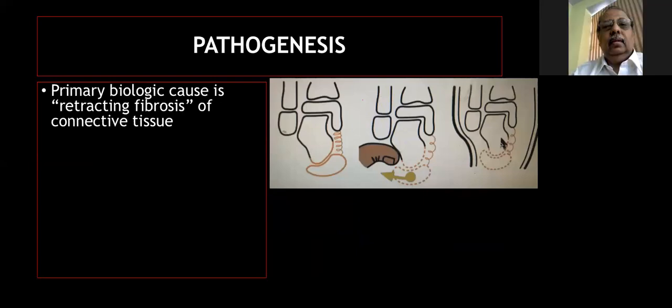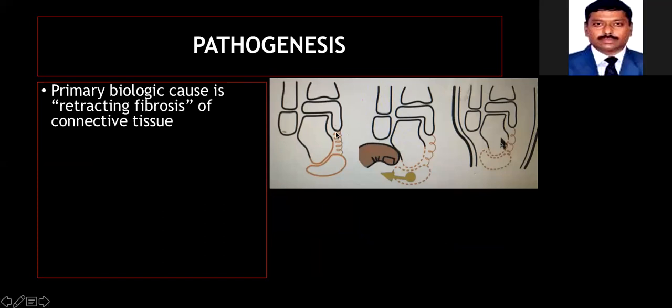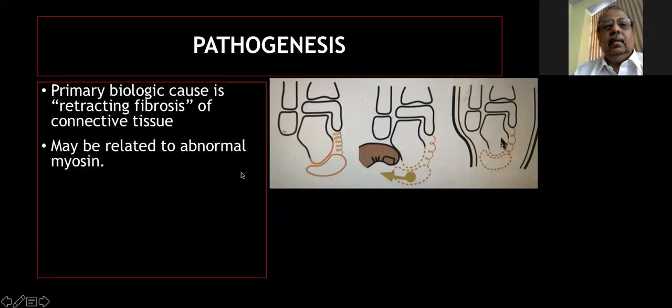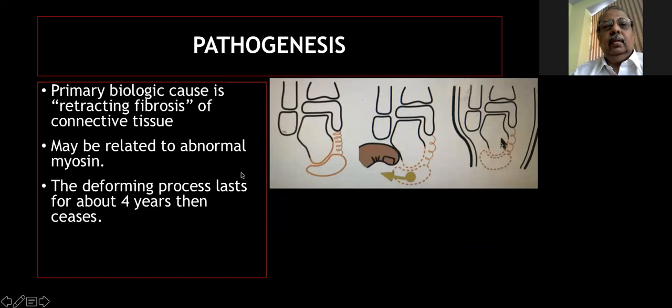So the primary biological cause is the retracting fibrosis of the connective tissue. This retracting fibrosis is mainly seen in the posteromedial aspect of the ankle. Okay, that is the main pathology. This may be related to an abnormal myosin. The defect in the process lasts for around 4 years and then ceases. That is the reason why in the Ponseti method of treatment, we need to continue the brace till around 4 years.